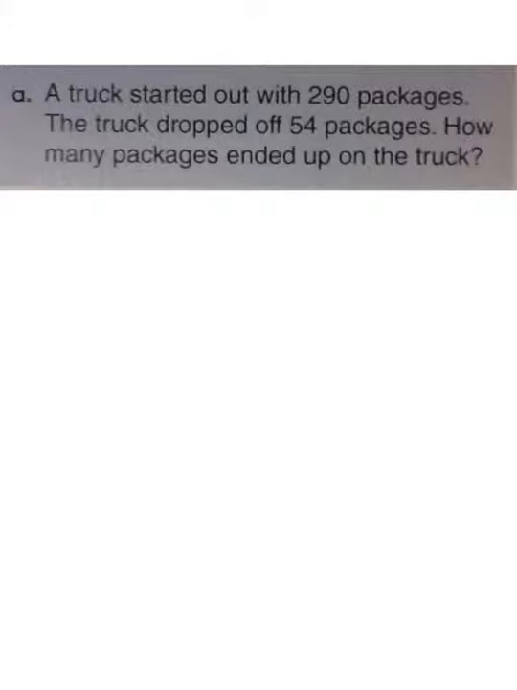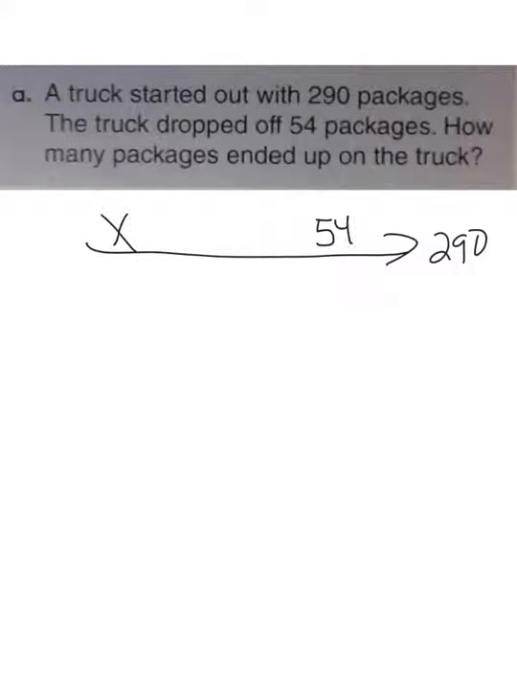The truck dropped off packages, so we know that that is the big number, the number that they started with, since they're going to be getting rid of packages. So the problem gives us the big number, okay? So I'm going to make my arrow, and I know the big number is 290. We know that it dropped off 54 packages, so one of the small numbers is 54, and we are not sure how many are left.